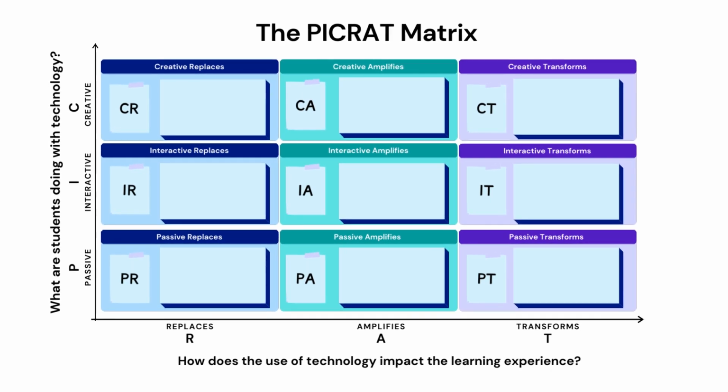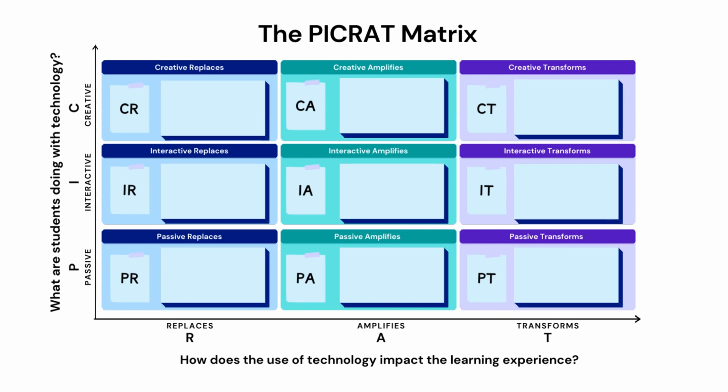This is the completed PICRAT matrix, which can be used as a grid system to place any technology activity that is used in the classroom. The first column focuses on replacement. So we can have passive replacement, interactive replacement, or creative replacement. The following 2 columns, focusing on amplification and transformation of technology, follow the same pattern. The spaces will become more evident and filled with activities as we move through the grid.